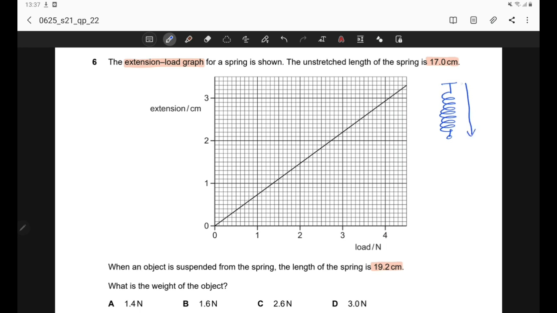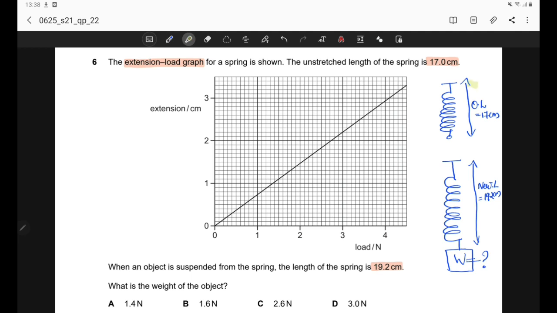That is, the original length of the spring is 17 centimeters, but a weight is added to the spring and it extends. There is some object or weight added, so the spring will definitely extend and its length will increase. Its new length is given as 19.2 centimeters, and we need to find the value of this weight.